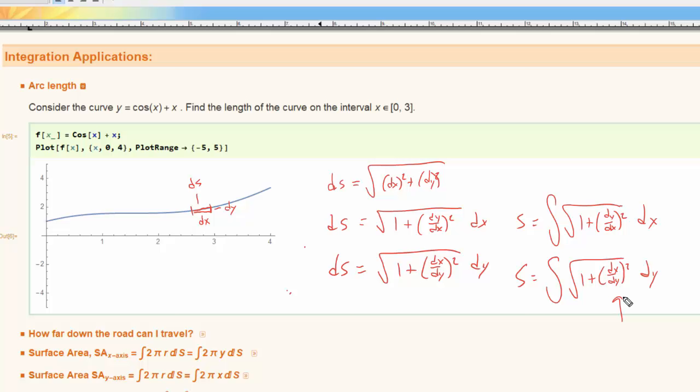So now I have two different formulas to calculate the arc length. Which one am I going to use? Well, my curve is given to me as y is a function of x. y is equal to cosine of x plus x. That means it's easy for me to calculate dy/dx. So I will use this first equation. Now let's do that in Mathematica.